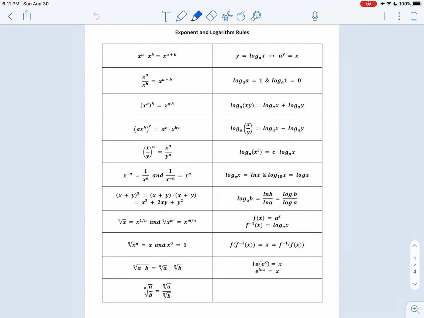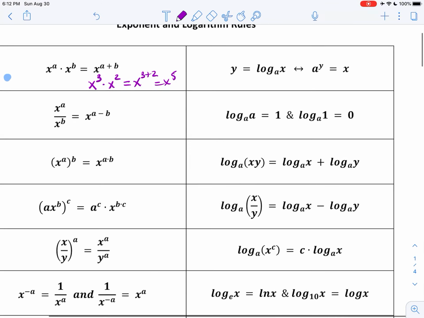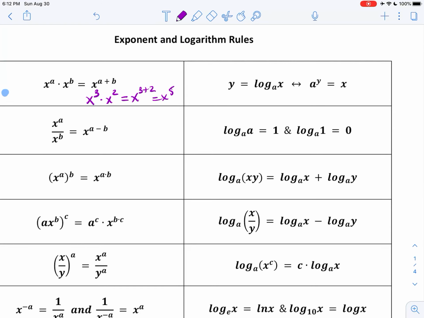x to the a times x to the b is x to the a plus b. Some examples could be if we had x cubed times x squared, that's going to be x to the 3 plus 2, and that's going to be x to the 5th. We could have x to the a over x to the b equal to x to the a minus b. If we had an example, let's say x cubed over x to the minus 7, that's going to give us x to the 3 minus minus 7, and that's going to be x to the 3 plus 7, or x to the 10th.